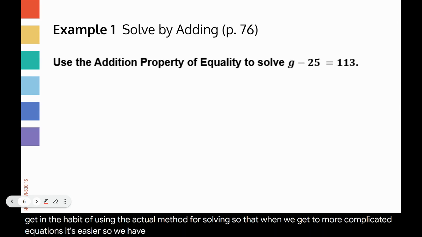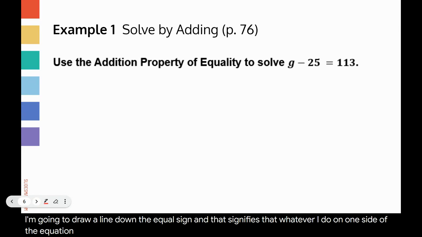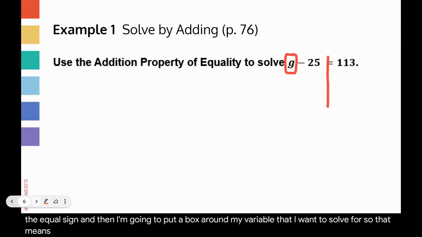So we have g minus 25 equals 113. So the first thing that I am going to do is I'm going to draw a line down the equal sign. And that signifies that whatever I do on one side of the equation, I also have to do on the other side of the equation. And then I'm going to put a box around my variable that I want to solve for. So that means don't touch that variable until I absolutely have to.